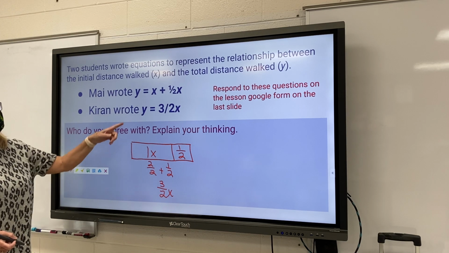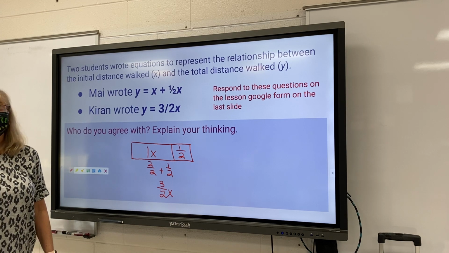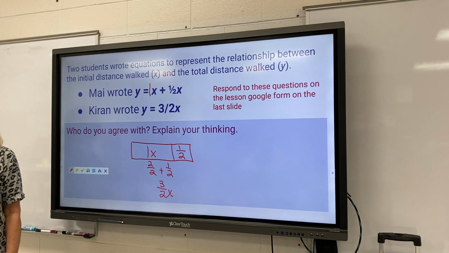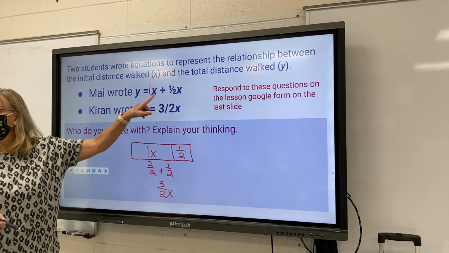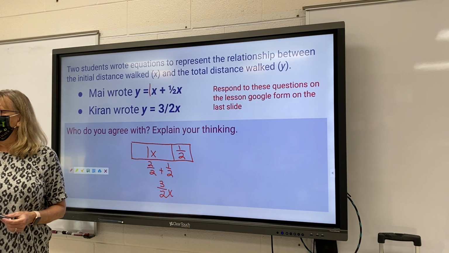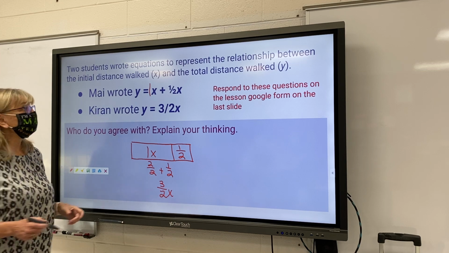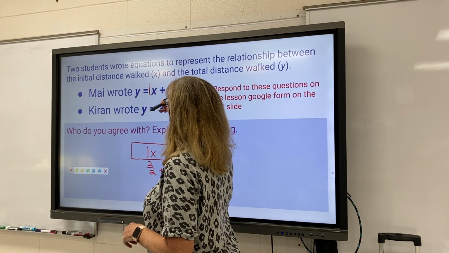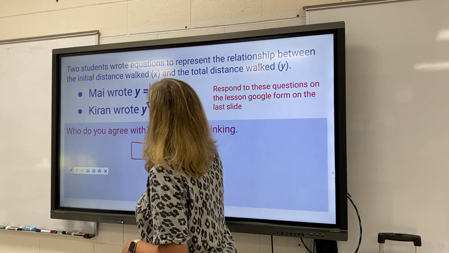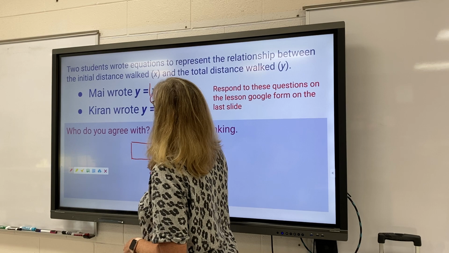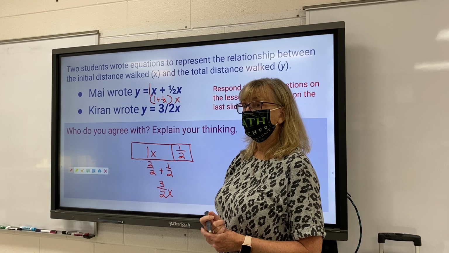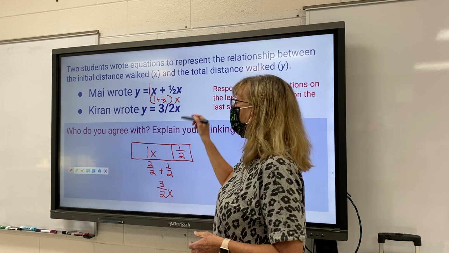Okay, well let's look at what Mai wrote. She said 1x, because remember that 1 is there, plus 1/2 x. Is that what I have here? Are they both right? Yeah. They both mean the same thing because I can take these two x's and combine them by saying 1 plus 1/2 and then multiply the whole thing by x. Okay? Make sense? All right? So they are both right.